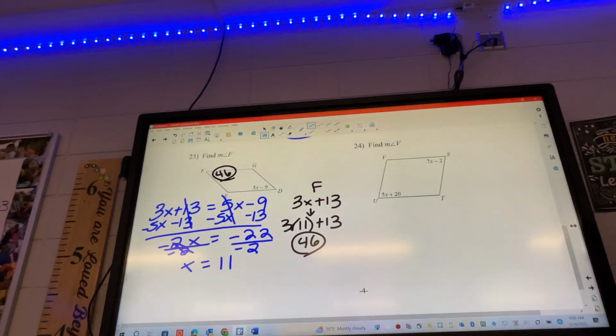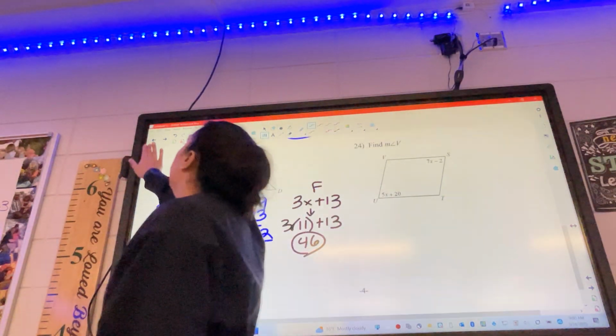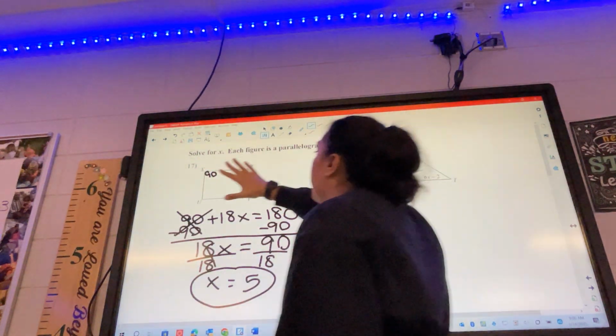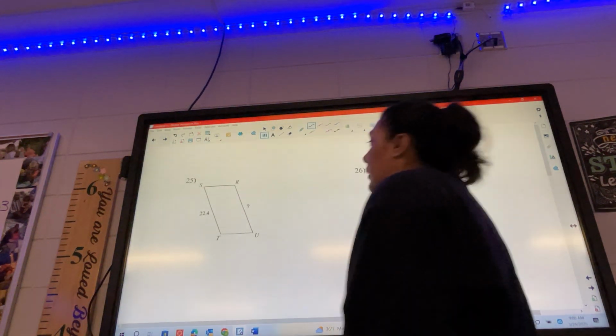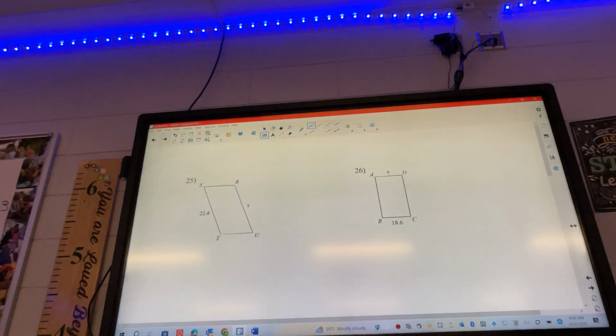Okay, 25. What do you know about the outsides of a parallelogram? They're not all the same. Which ones are the same? Look at 25. What's the question mark? 22.4. So which ones are actually the same? The left and right, and then the top and bottom.